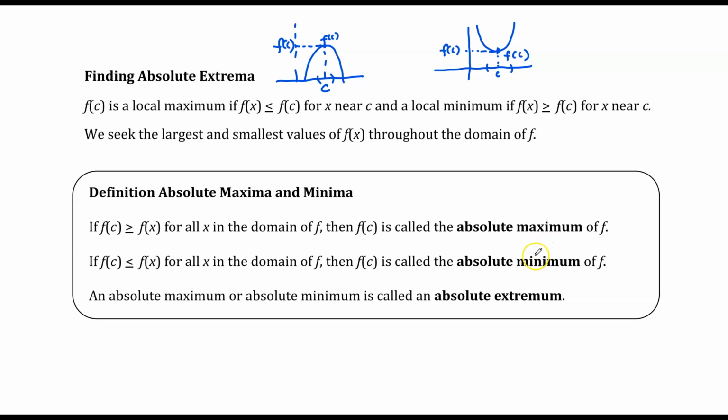And similarly, f of c is called the absolute minimum if for the entire domain of f, f of c is the least value. That means if you compare all your local extreme values, the lowest value is your absolute minimum. So an absolute maximum or absolute minimum is called an absolute extremum.